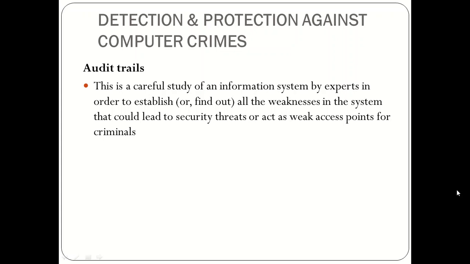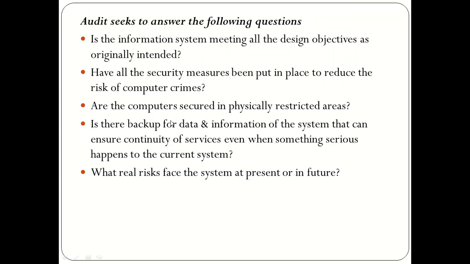Now, when you're talking about the audit trail, these are some of the questions that must be answered during the audit trail. The first one is: is the information system meeting all the design objectives as originally intended? If this system is meant to do billing, is it doing the specific objectives that it was developed for? If it is extending its mandate, then you can know how to deal with that issue. So make sure that the information system that is developed is meeting the objective that it was created for.